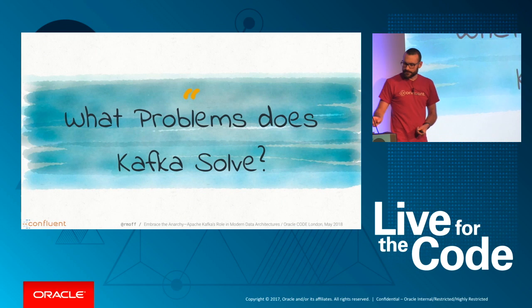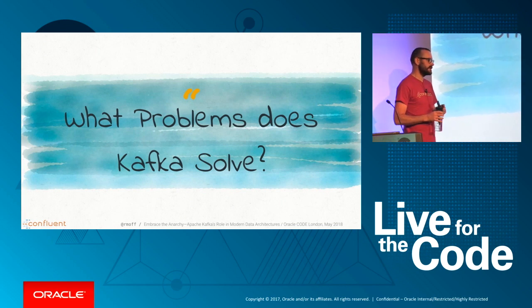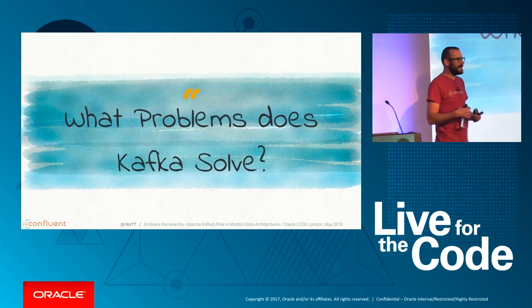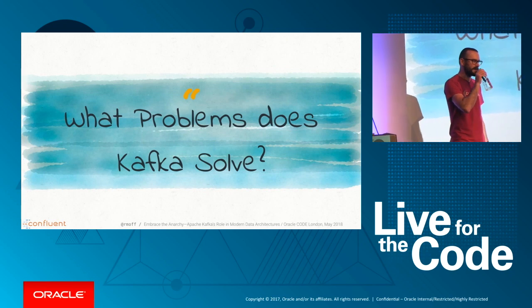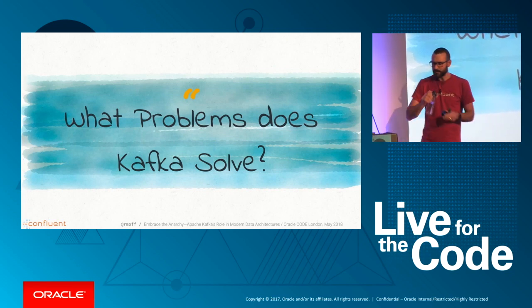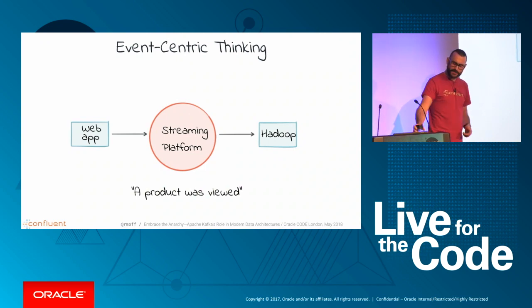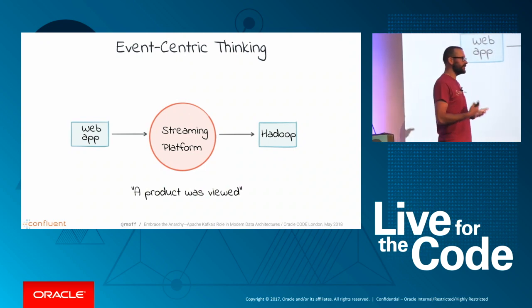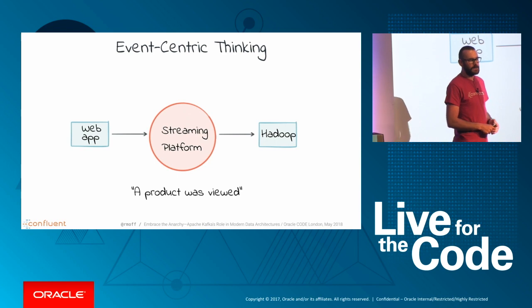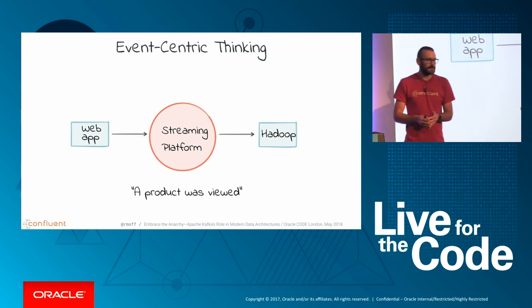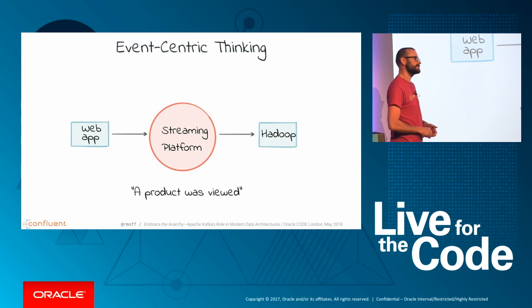So some of the problems that Kafka solves, let's have a think about that, because then that lets us get an idea of how we can actually build on that architecturally. The kind of thing that Kafka is great for is helping us with our event-centric thinking. So I talked before about how all data is events. Even stuff happening in databases is actually events under the covers.